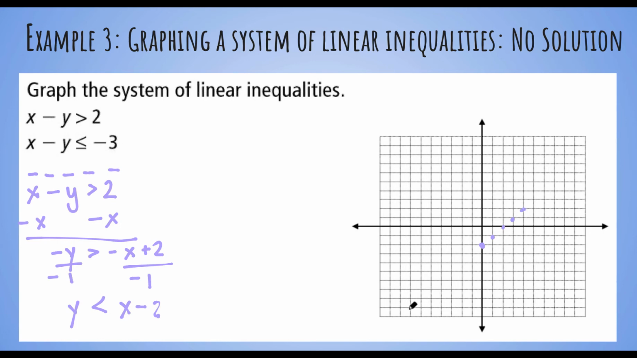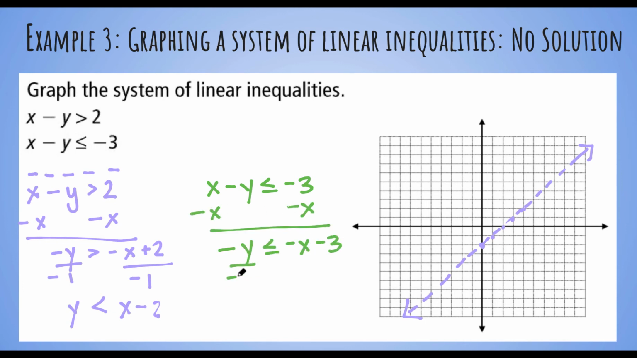So this inequality has a dashed boundary line. That's the graph of my first inequality. My second inequality, same approach. It's x minus y is less than or equal to negative 3. So I'm going to put this into slope-intercept form also.